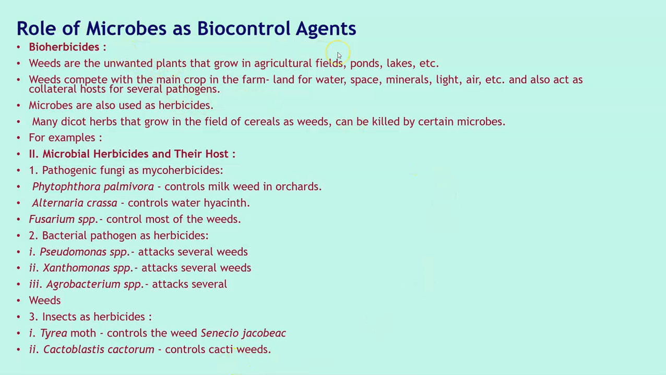So this is how microbes can be used as biocontrol agents in the form of biopesticides and as bioherbicides.